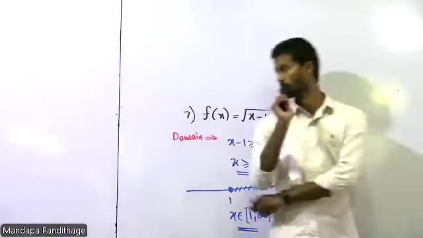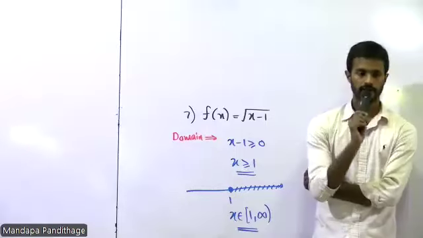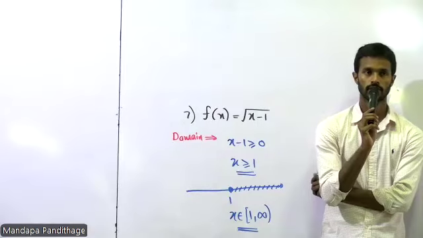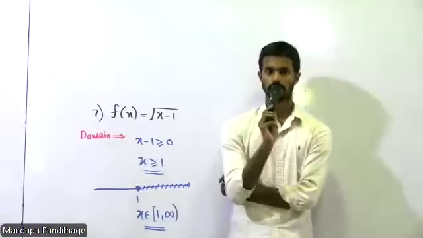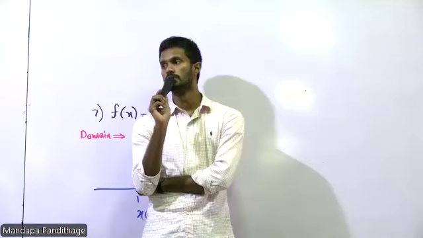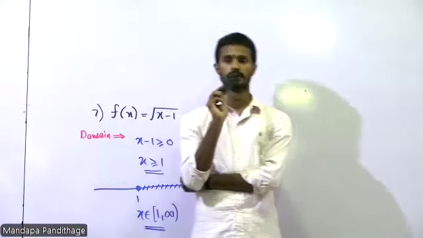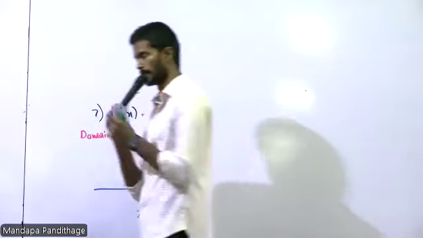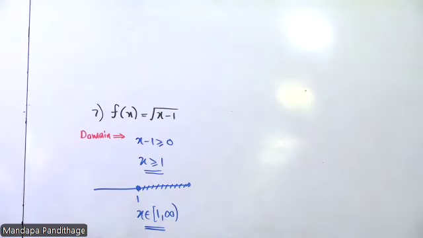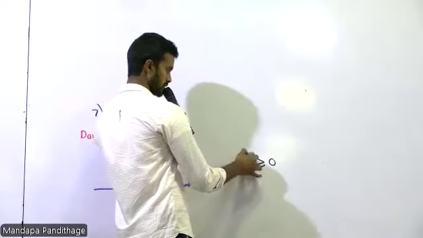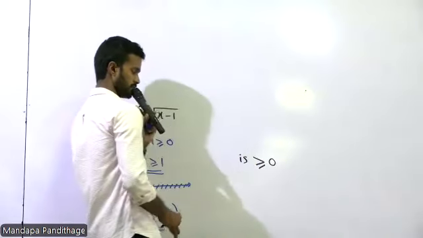Therefore, when finding the domain of such a function, we need to consider that the expression inside the square root is, write in this symbol, greater or equal to 0.